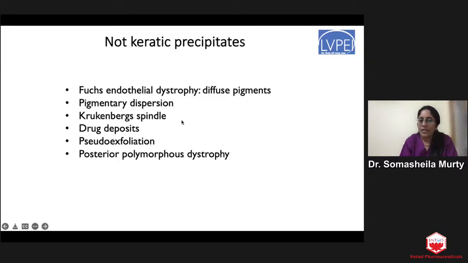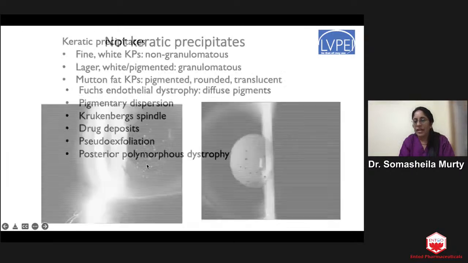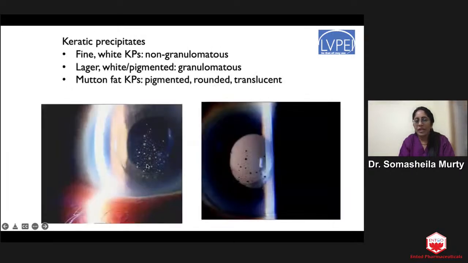Then Krukenberg's spindle, it occurs in glaucoma. You can have drug deposits that look like keratic precipitates, and pseudoexfoliative material on the cornea. And also there's a condition called posterior polymorphous dystrophy, where you have what looks like KPs on the cornea. So what are keratic precipitates?